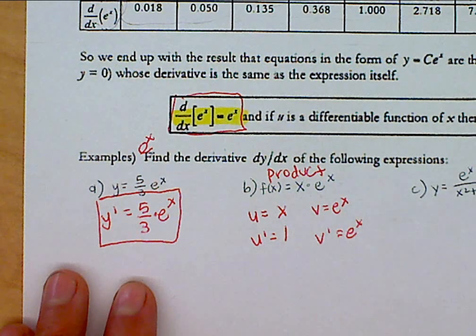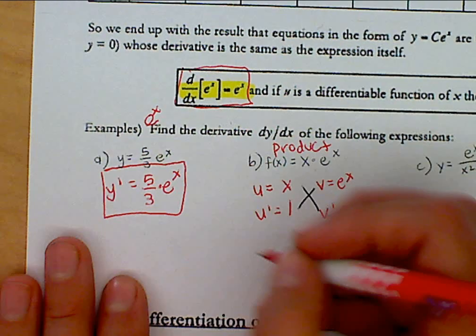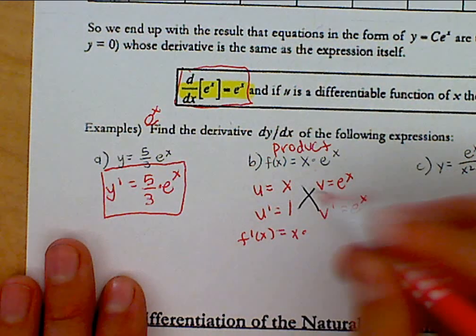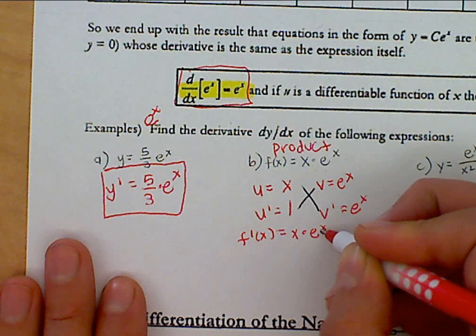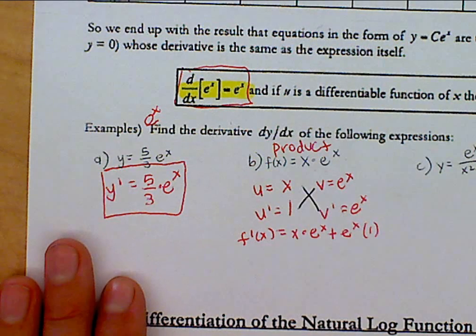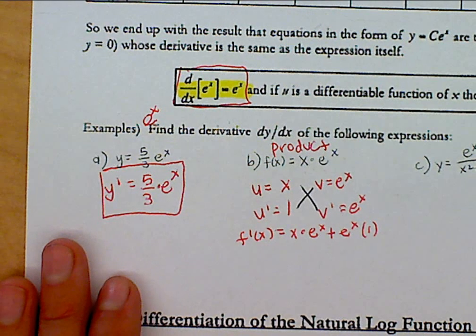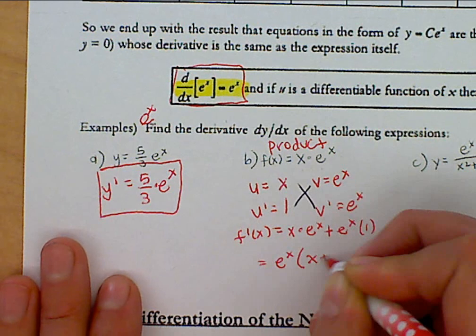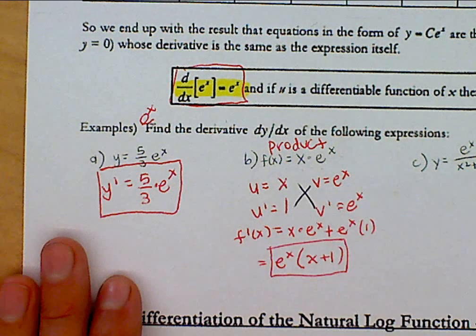And then I'm going to do my product rule. So I'm going to multiply those things together. So f prime of x equals x times v prime plus v times u prime. And that is it. I could rewrite that. I could factor out e to the x if I want to, if that is a more satisfactory simplification.